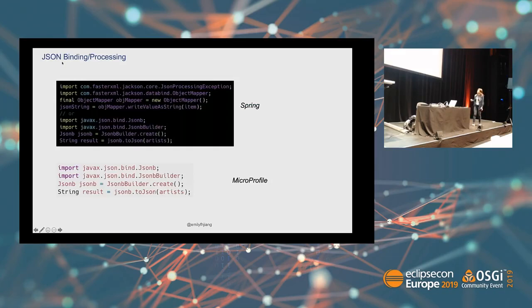Or, I don't know if this is well known or not, in Spring they also support JSONB as well. Anybody know that? Use that? Oh, you use it? Oh, cool. And in MicroProfile, we're in the Java Jakarta EE shop, so we adopt JSONB and JSONP. We directly use JSONB.